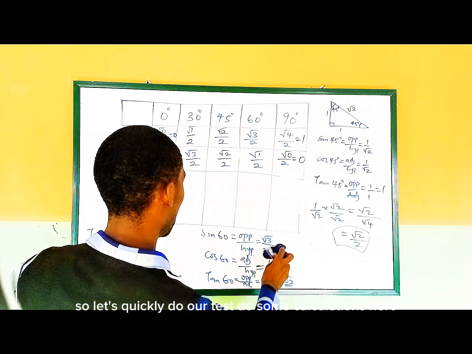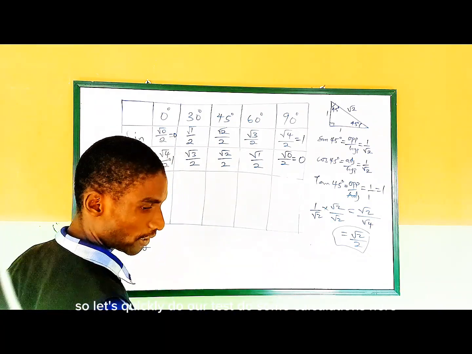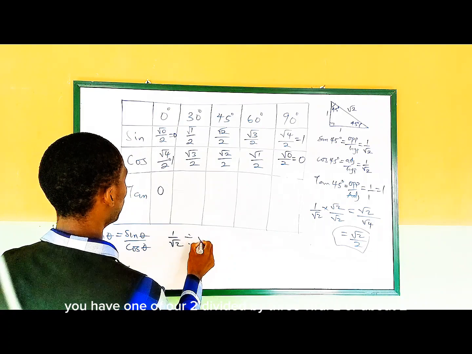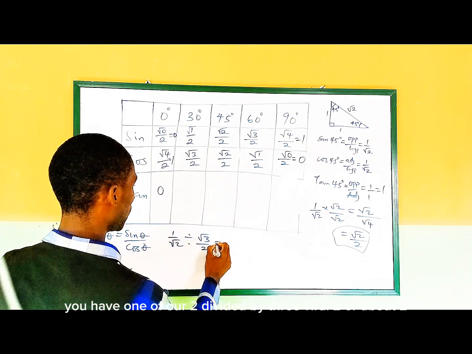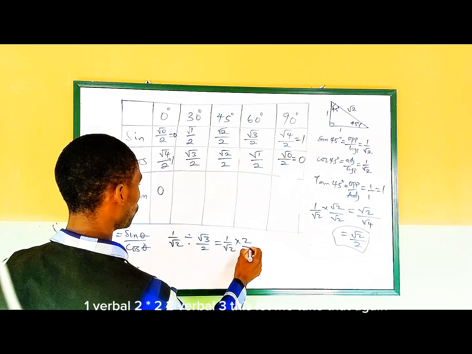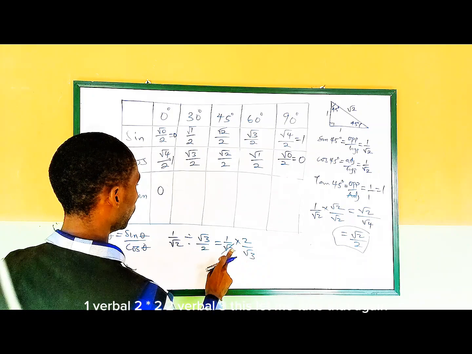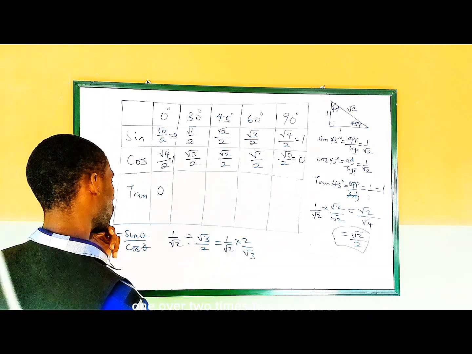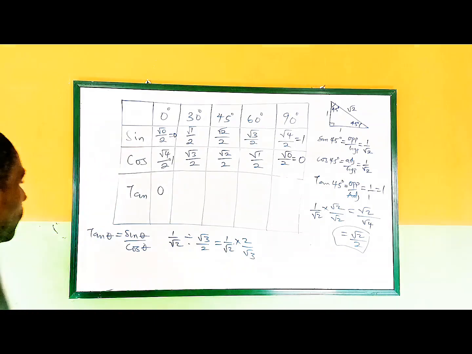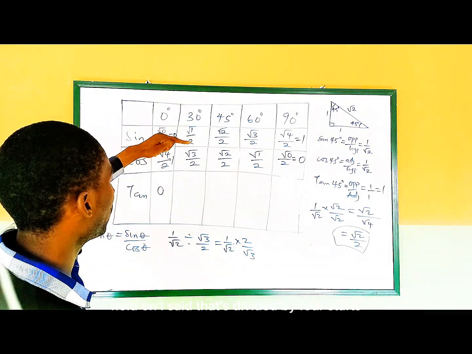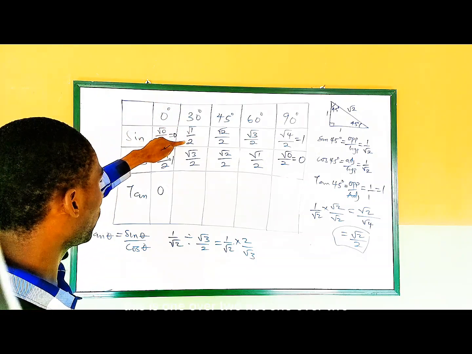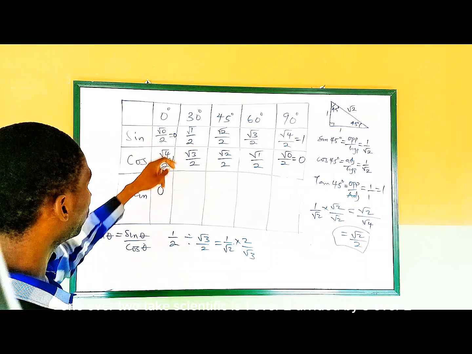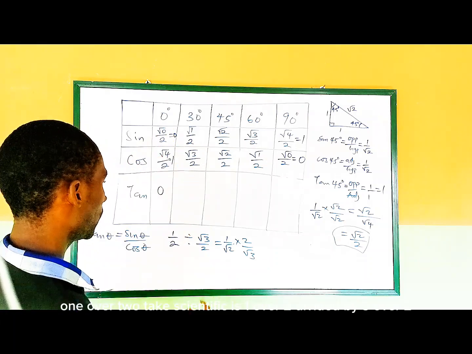So let's quickly do some calculations here. What do you have for sin 30? Hold on. I said sin 30 divided by cos 30. This is 1 over 2, not 1 over root 2. 1 over 2, thank you. So our sin 30 is 1 over 2 divided by root 3 over 2.